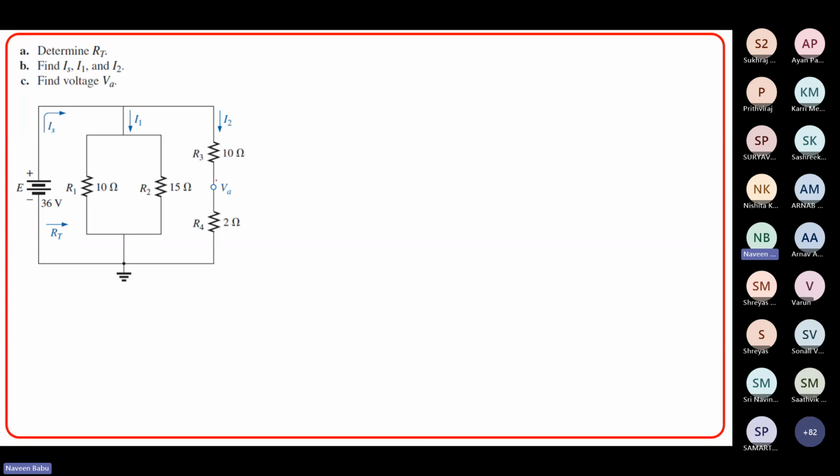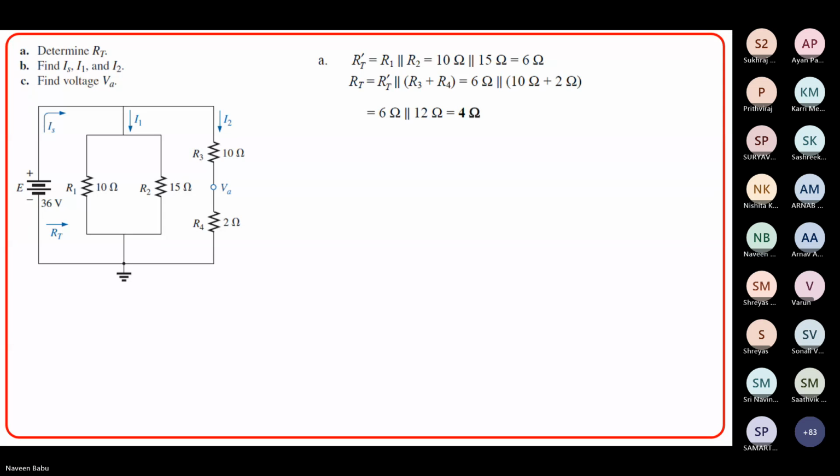So I'm having the calculator. Let me do it. So it is 10 inverse plus 15 inverse, and its answer inverse, right? And that inverse plus 12 inverse and its answer inverse. The equivalent resistor is 4 ohms, right? So from the way I calculate, it is 4 ohms. Okay. Now what else is asked?